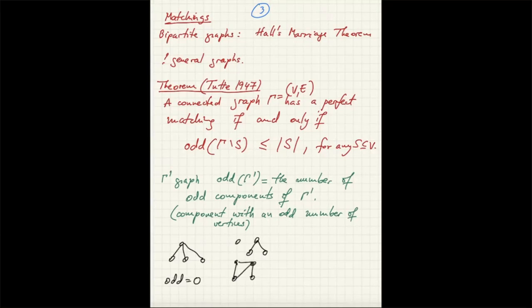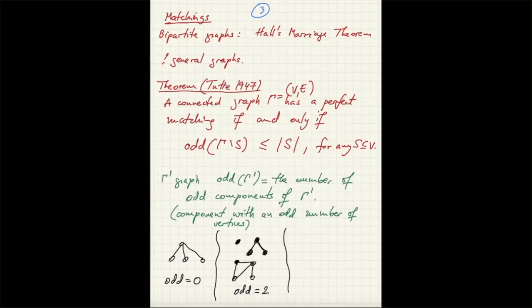If I have this graph here, you have 3 components: one single vertex, which is cardinality 1, so that's odd. Then you have another component, this path on 3 vertices, which is also odd. And you have another component which has 4 vertices, so odd here is 2.